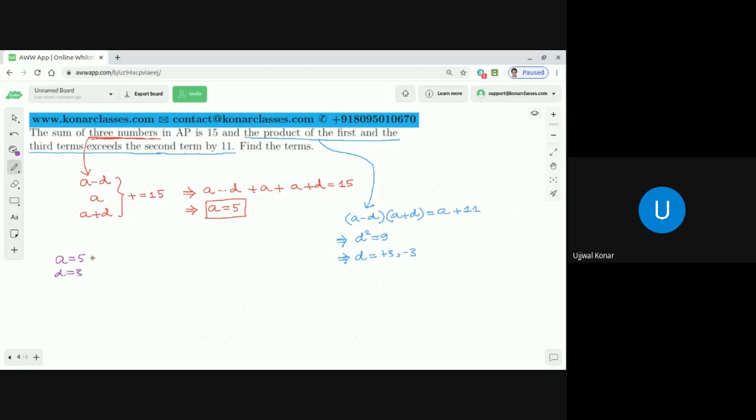Now if we take the value of a is equal to 5 and d is equal to plus 3, what are the three terms we are going to get? a minus d, that is 2, a is 5, and a plus d, that is 8. And if you take a equal to 5 and d equal to minus 3, the first term is a minus d, that is 5 minus of minus 3, that is 5 plus 3, that is 8. The second term is a, it is 5. And the third term is a plus d, that is 5 minus 3, which is equal to 2. Correct or not? So these are the two possible answers.